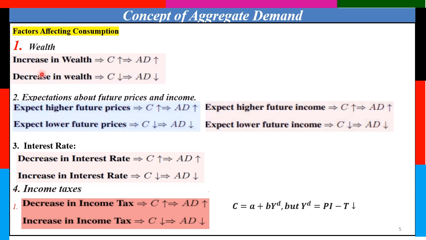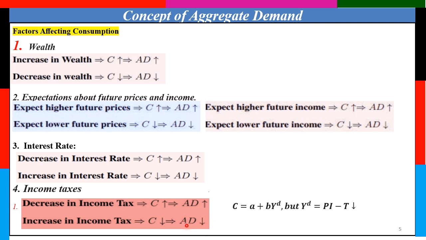The last factor that affects consumption is income tax. A decrease in the income tax implies that the purchasing power of the people is increasing. This in turn causes consumption to increase. Consumption increasing means aggregate demand is also increasing. On the other hand, if the income tax increases, the purchasing power of the people is decreasing. This causes consumption to go down, and this in turn causes aggregate demand to decline.